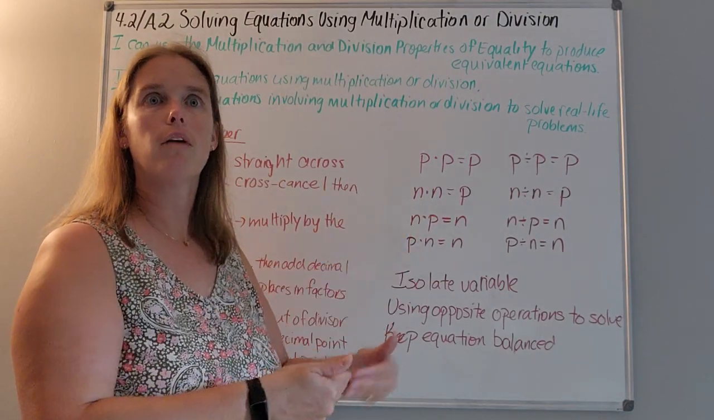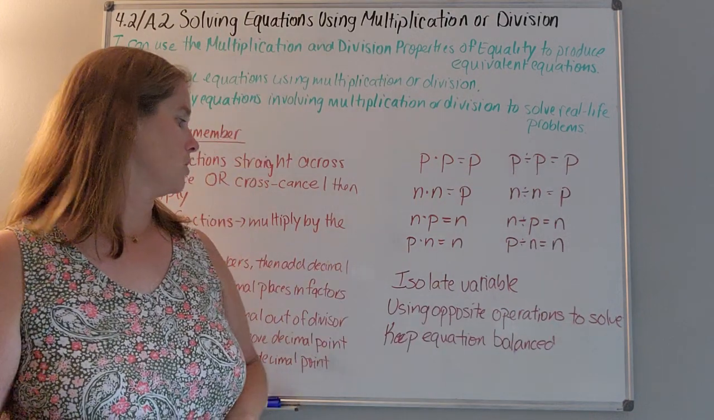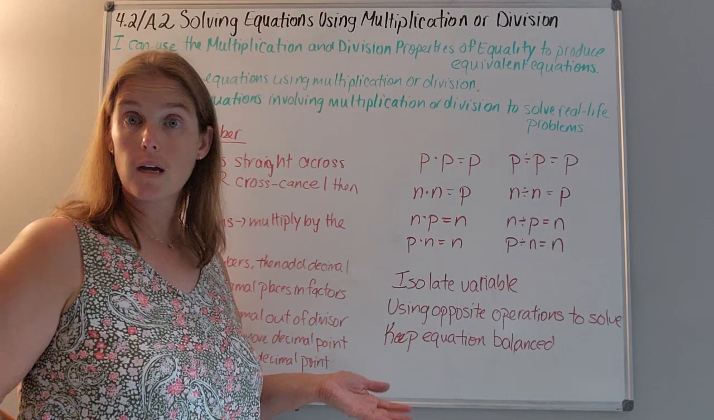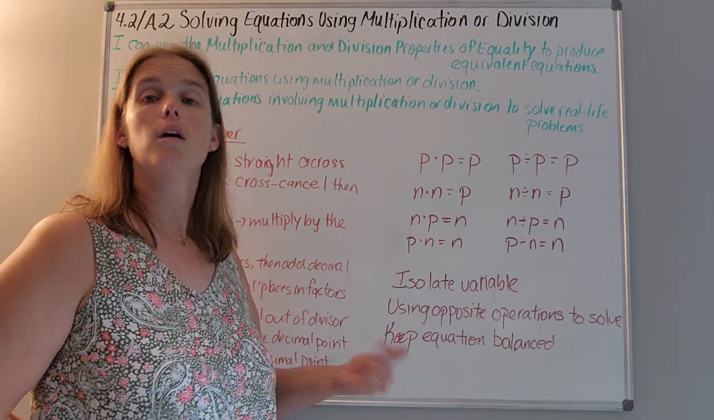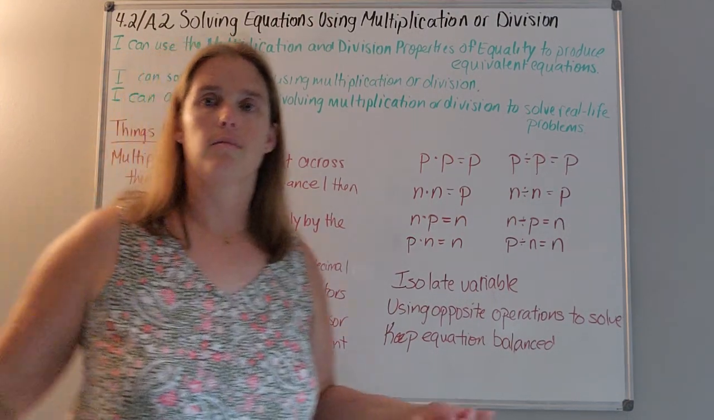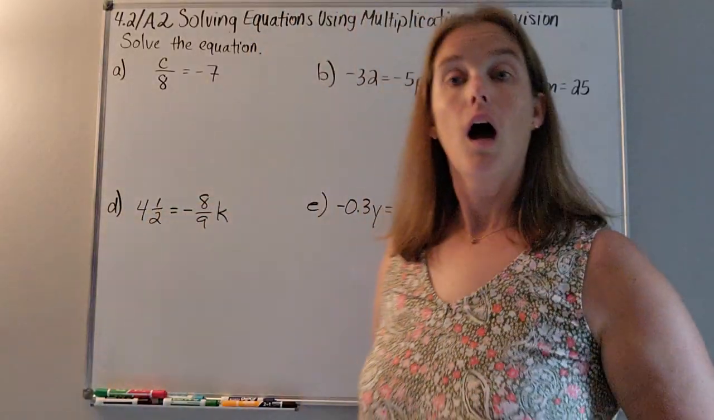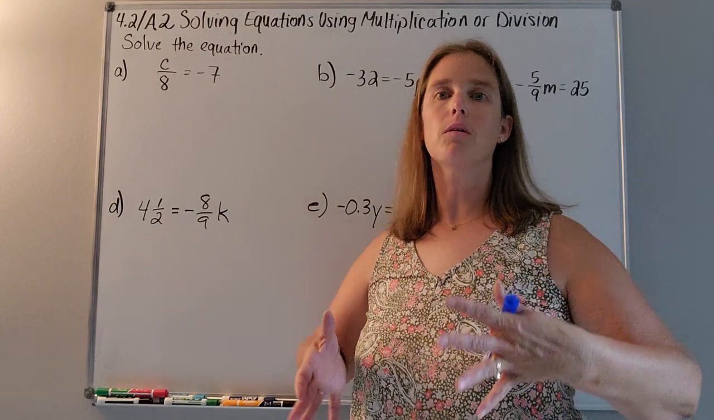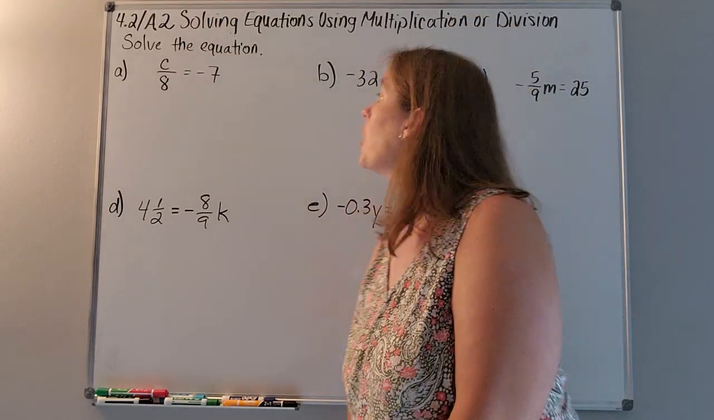And then how do we divide? We might have to do some multiplication. And then, of course, we keep equations balanced, which means whatever we do to one side of the equation, we have to do the same thing to the other side. All right, let's take a look at a few examples where we're going to have to apply these multiplication and division rules to help us solve.